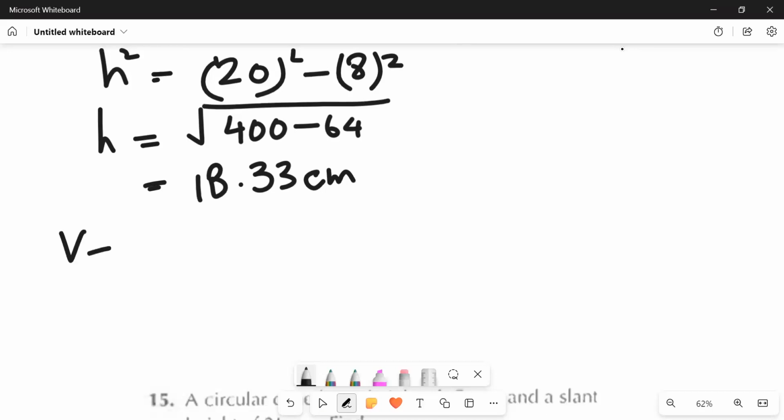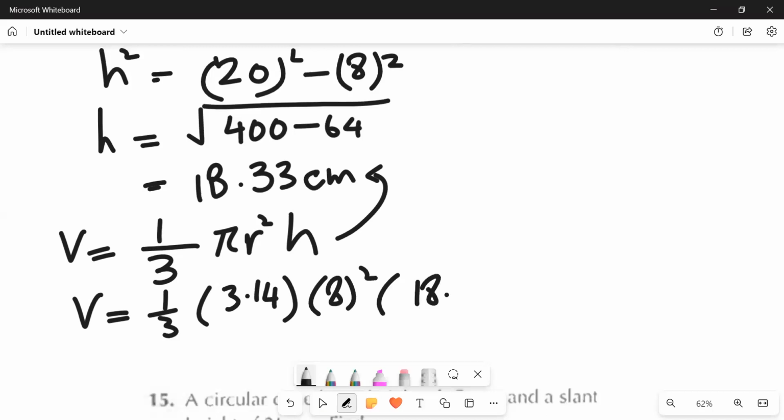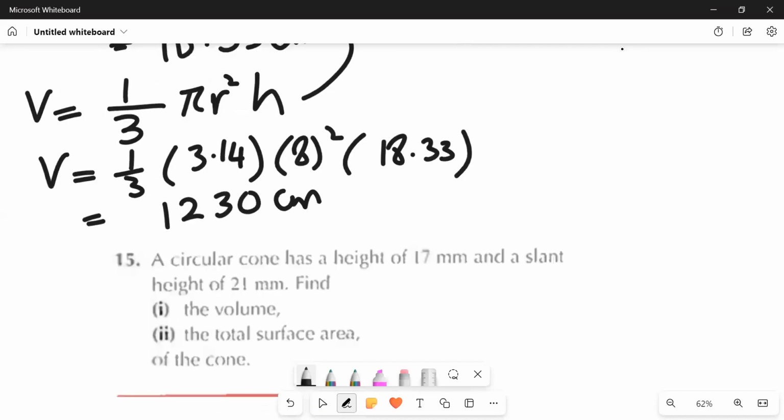Okay, now we have to find the volume. For the volume, we will use this formula, 1 over 3 pi r square h. h was missing, so we found h by using Pythagoras theorem. So 1 over 3, pi is 3.14, r is 8 square and height is 18.33. Then after calculation, we will get 1230 centimeters. Got it? Use your calculator and find the value of volume.